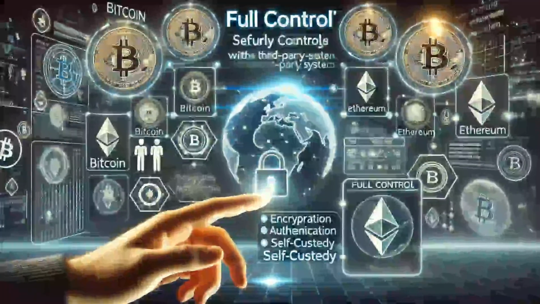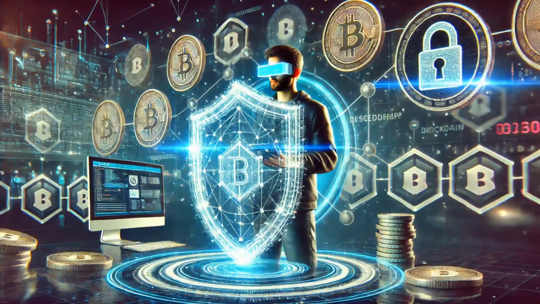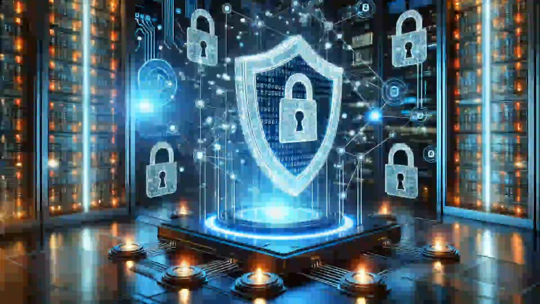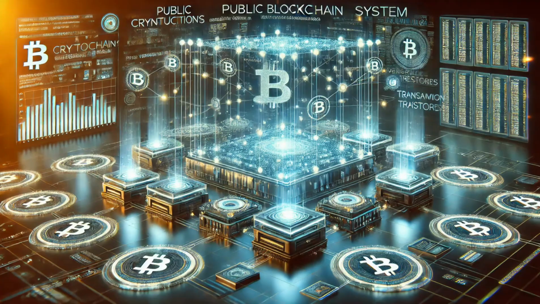Advantages of decentralized crypto systems: full control. You own your crypto without needing a third party. Censorship resistant: no government or organization can freeze your funds. More secure: since there's no central server, hacking is extremely difficult. Transparent: all transactions are recorded on a public ledger.